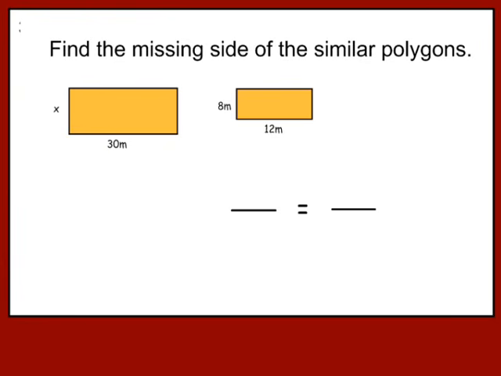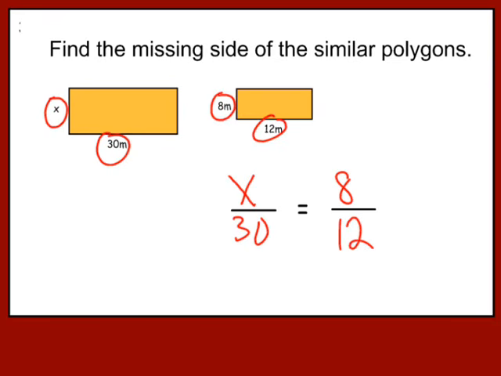Now, these are similar rectangles, and they still have sides that are proportional. So we can actually calculate and find the missing side on these similar rectangles. So we have x to 30 has the same ratio as 8 to 12. I'm going to see if I can use equivalent fractions again. I'm going to simplify this because I see that 4 goes into each of those. And I could. 3 times 10 is 30. 2 times 10 is 20. Our missing side would be 20 meters.